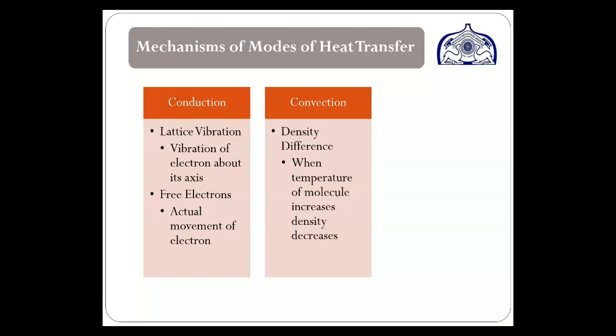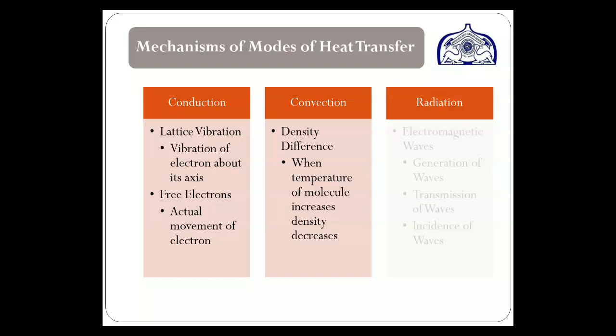Now convection. The mechanism of the convection is density difference. Whenever the temperature of the molecule increases, we know that the density will decrease. And once the density decreases, that molecule tries to move in the upward direction, and whatever molecules are available at the top, which are at high density, will move in the downward direction. And in this way, the heat transfer takes place due to convection.